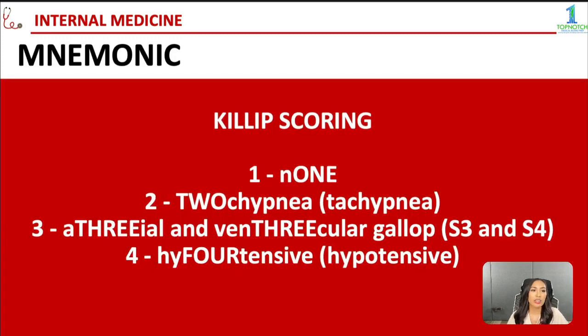Let's look at this mnemonic. Killip scoring. 1, none. 2, tachypnea. 3, atrial and ventricular gallop. Because remember, S3 is atrial gallop and S4 is ventricular gallop. 4 is hypotensive.